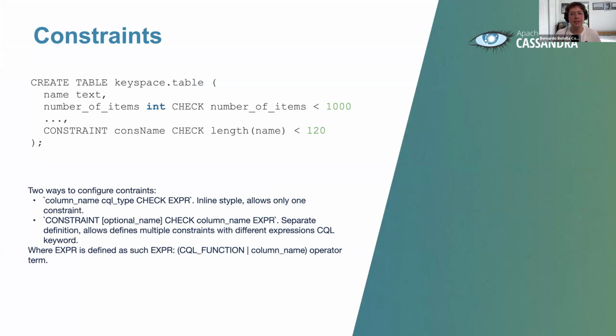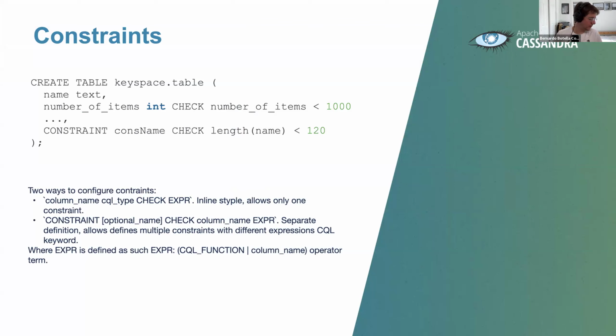This is a basic example of what we are proposing. What are we seeing here? The new thing that we are proposing is that if you see on the number of items column definition, we have this check keyword with a condition for that number of items to be valid. Now that's one type of constraint that we're proposing.